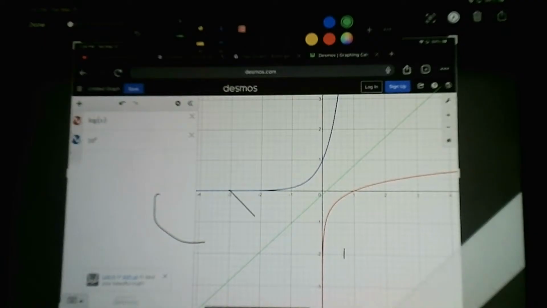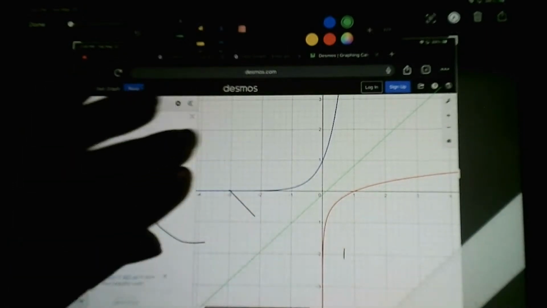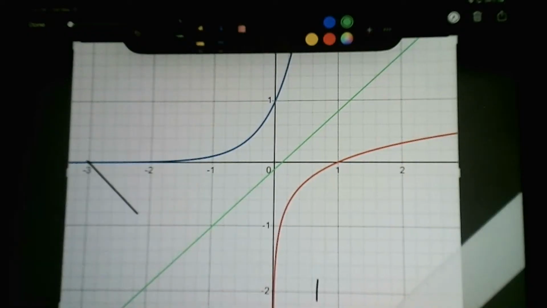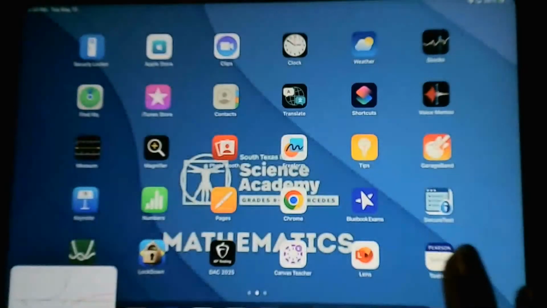Okay, but this would be the line of reflection. Okay, I missed a little bit, but that's close enough. Okay, the red one is the logarithm. The blue one is the exponential. There it is. They're reflections of each other.